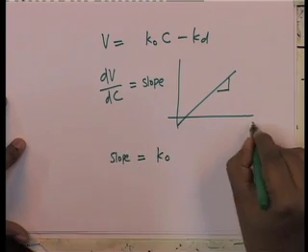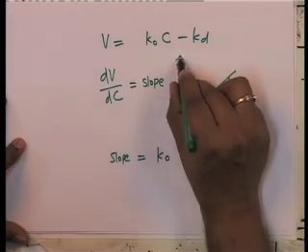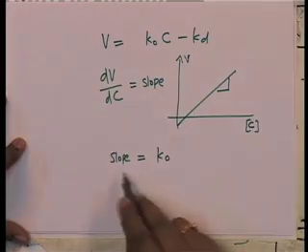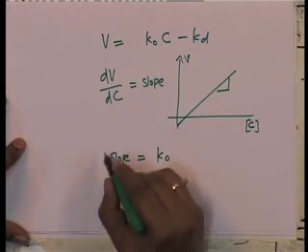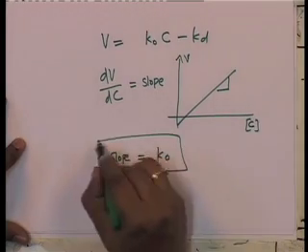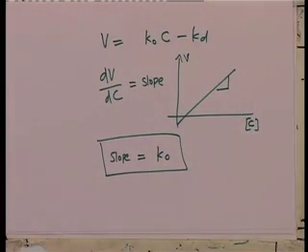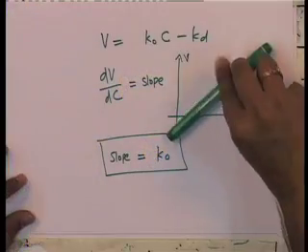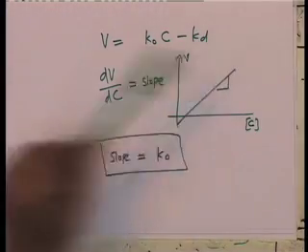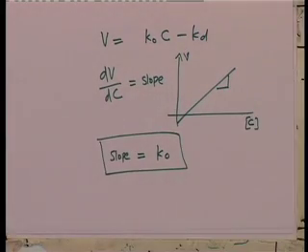So, this is C and this is V. The slope is K 0. We now learn that the slope is basically the tilt. So, how much this is tilting is called the slope. So, the slope is K 0, that is the polymerization rate constant.